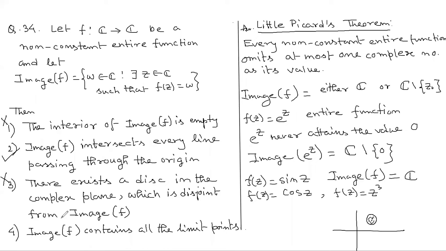Now regarding the fourth option, that is image f contains all the limit points. Now if we consider f(z) equal to e power z, the derived set of C minus 0 is C. That means the set of all limit points of C minus 0 is C, which also contains 0. But 0 does not belong to the image of e power z. So image f contains all the limit points is not correct.